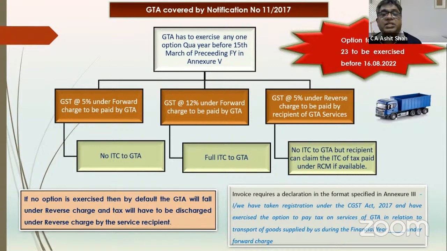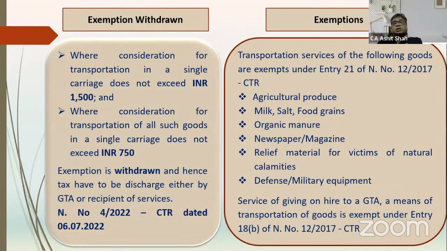Now let's go to the next thing. Same under the GST, what are the things? Now one of the exemptions which had been provided to GTA has been withdrawn. What was that? The exemption which is contained in notification number 12, which has been withdrawn. Now what it says is that where the consideration for transportation in a single carriage does not exceed 1500 rupees, or where the consideration for transportation of all such goods in a single carriage does not exceed 750, then under this exemption one did not have to discharge the tax liability. So the exemption was there. Now this exemption has been withdrawn.